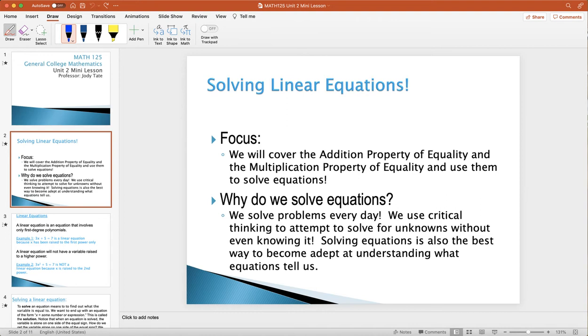We always are using reasoning and critical thinking to attempt to solve for various unknowns without even knowing it. So solving equations in this course is also the best way to become adept at understanding what equations tell us and how to use that critical thinking and reasoning to isolate a variable or solve for an unknown.